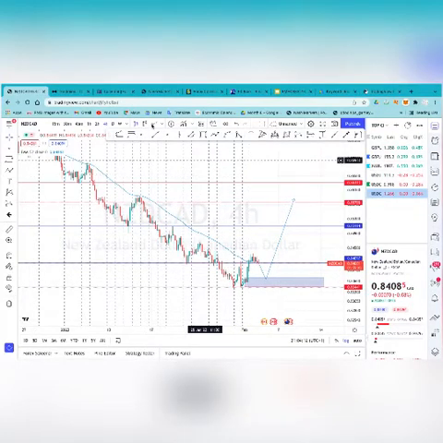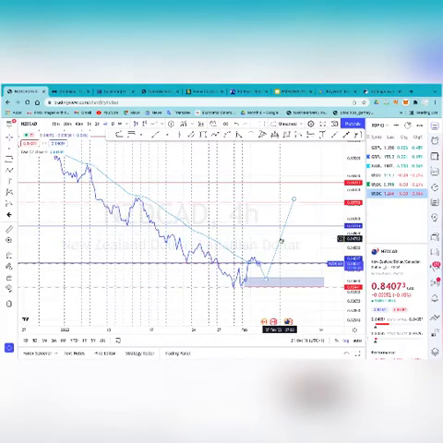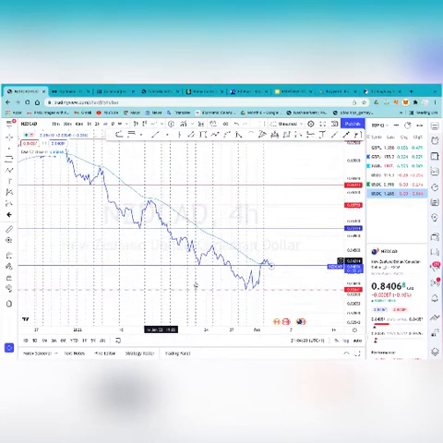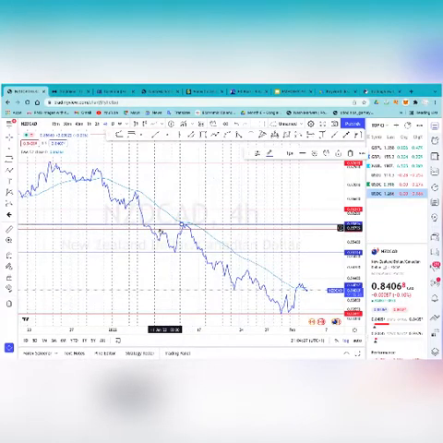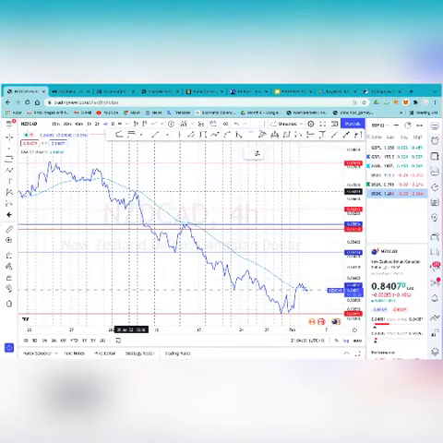So that is that. What I'm actually looking for are major turning points, major turning points on the 4-hour time frame. Right here also can serve.